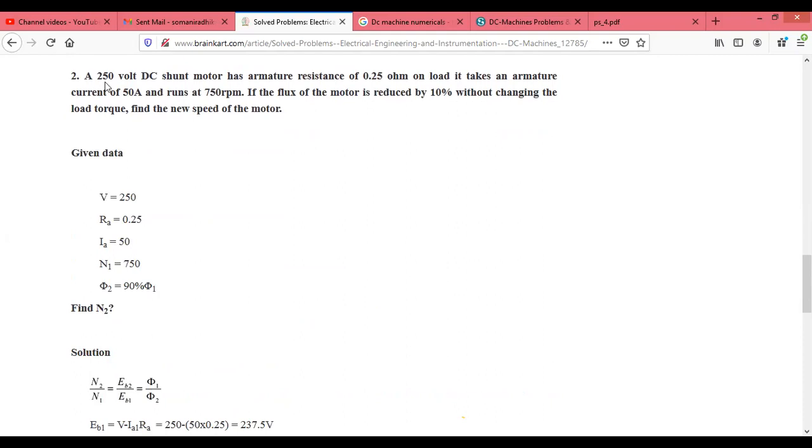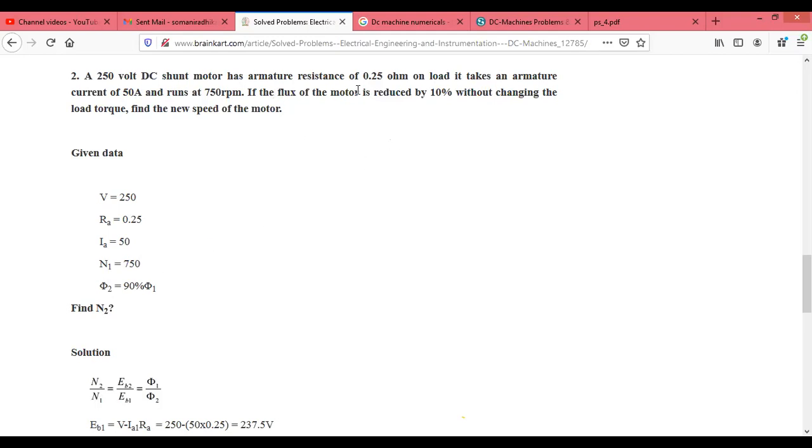Okay, see here. What is the question? A 250 volt DC shunt motor, which has armature resistance RA. This is voltage V, or you can take VT terminal, or induced EMF E. You can use any letter. With no load, NL, it takes armature current IA of 50 ampere when we are not taking the load. It will run at speed, capital N, because they have given rotation per minute. For the first condition, you can take N1.